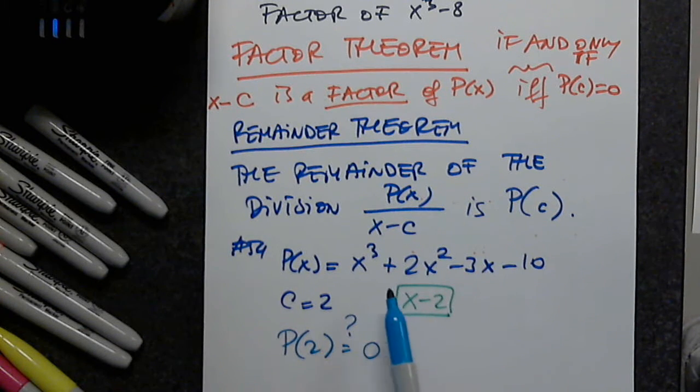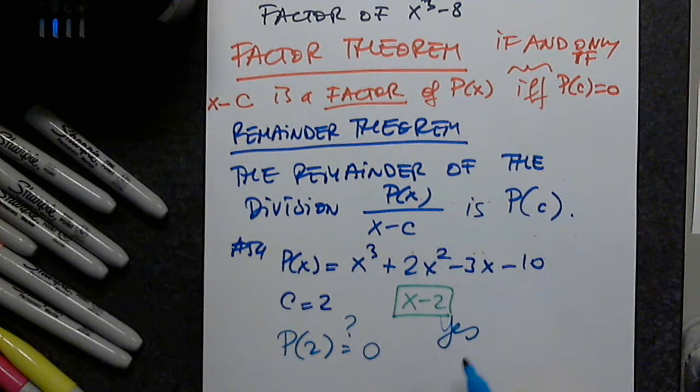So let's check. So this is 8. This is 8. 2 squared, 4 times 2, 8, right? 8 plus 8 is 16. 3 times 2, negative 6. Negative 10. Is it 0? Yes. So I will say yes.